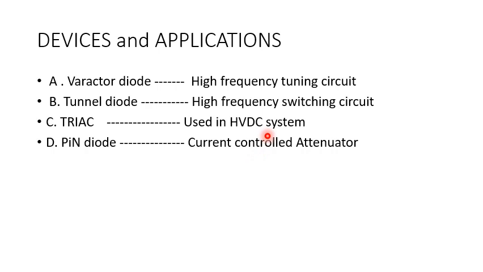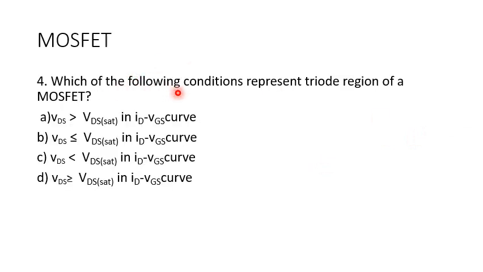Okay, so first you should think and then only you have to match it. Okay, now we'll go to the next problem. Which of the following conditions represents the triode region of a MOSFET? Now we have come to the MOSFET. Now, for the triode region, there are three regions, right? So cutoff, linear and you have the saturation region in a MOSFET.